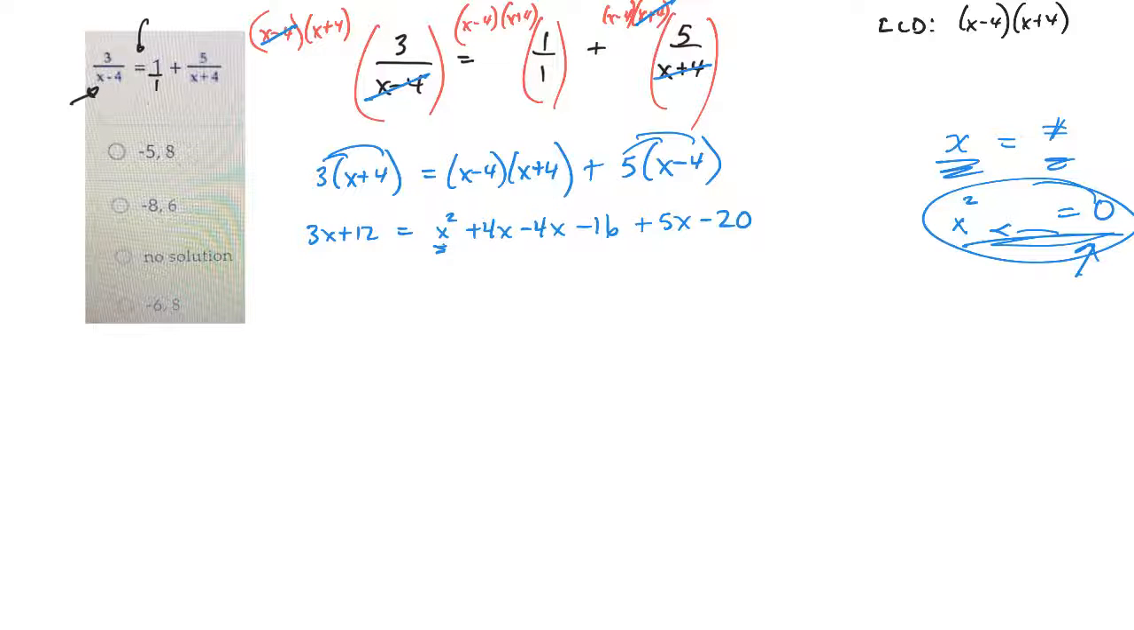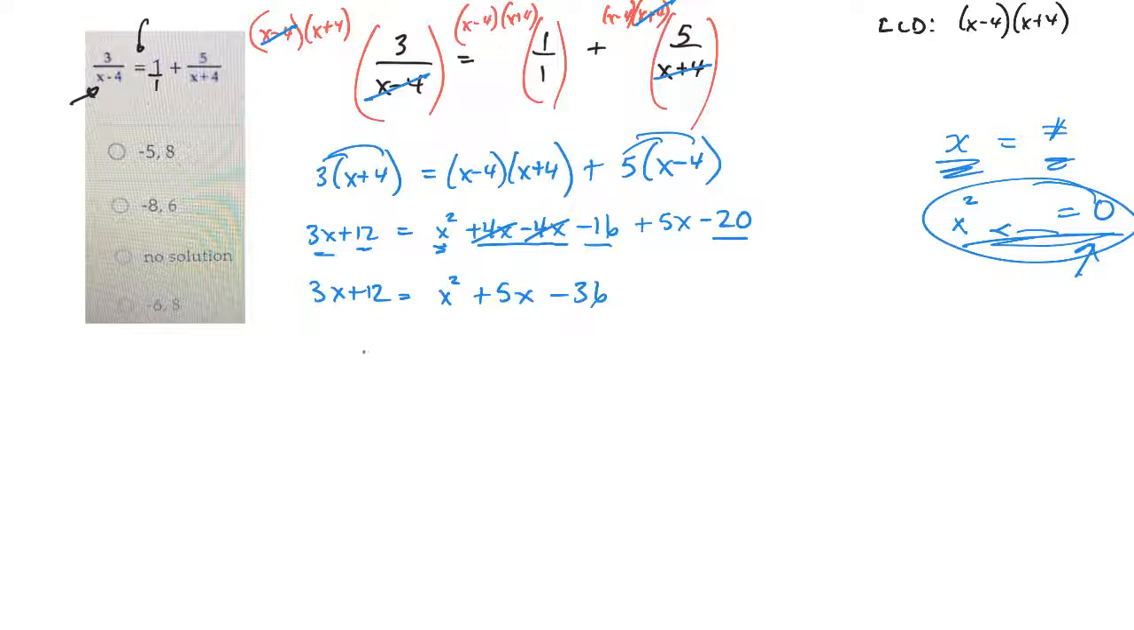I'm going to leave the x squared where it is on the right side, so I'm going to move these two over. Let me maybe simplify first. Let's leave the 3x plus 12 here. And then over here I've got x squared plus 4x minus 4x. These cancel. And so I have a plus 5x on this side. And then minus 16 minus 20 is a minus 36.